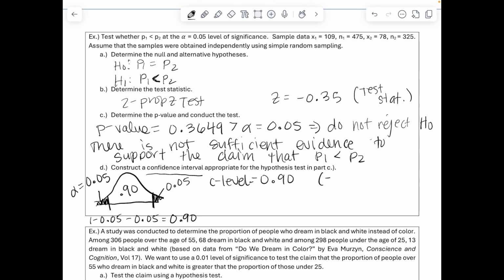From the graphing calculator, we get an interval of negative 0.061, comma, 0.040. And so if you notice, one of the values, our lower bound is negative and our upper bound is positive. So that means 0 is in the interval. So 0 is in the interval.